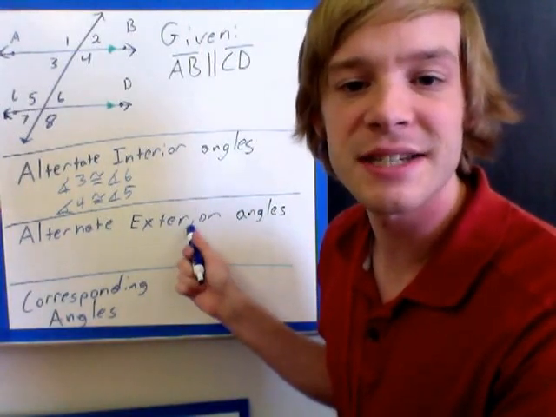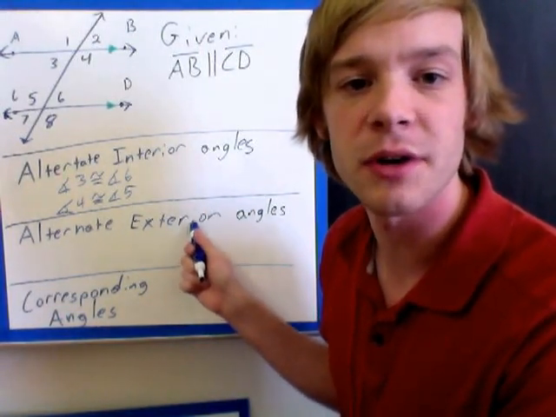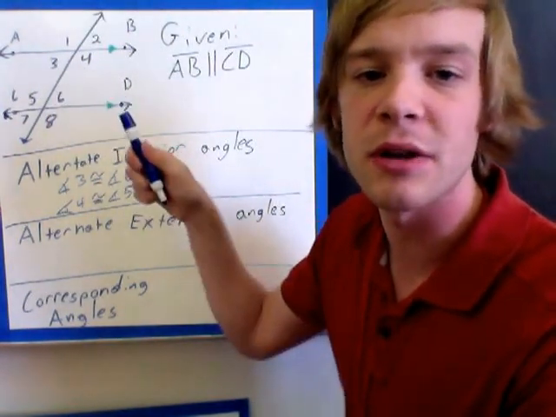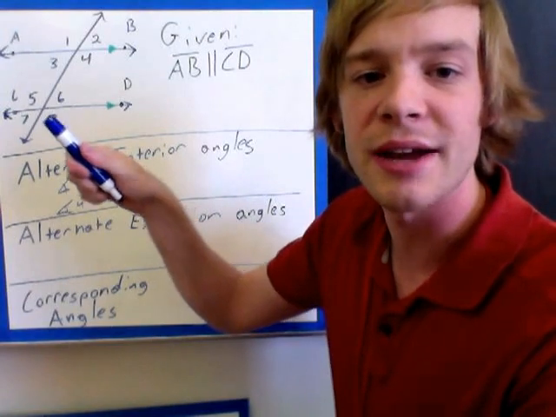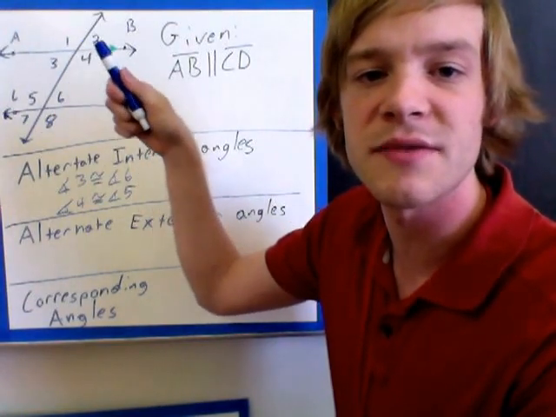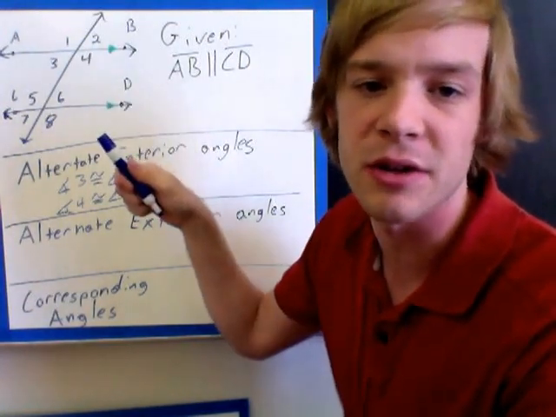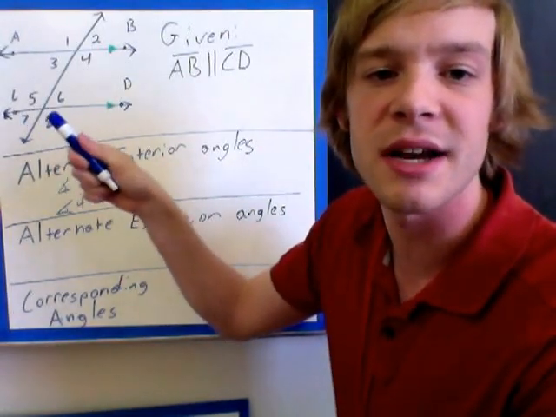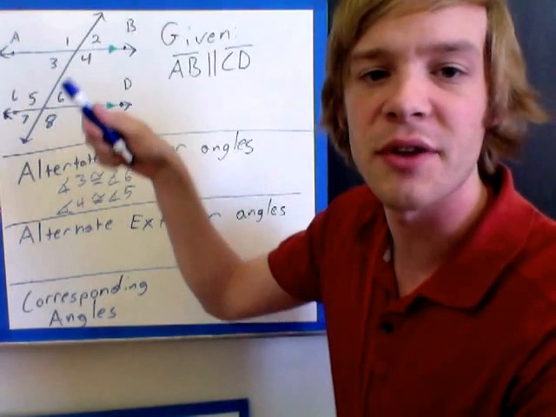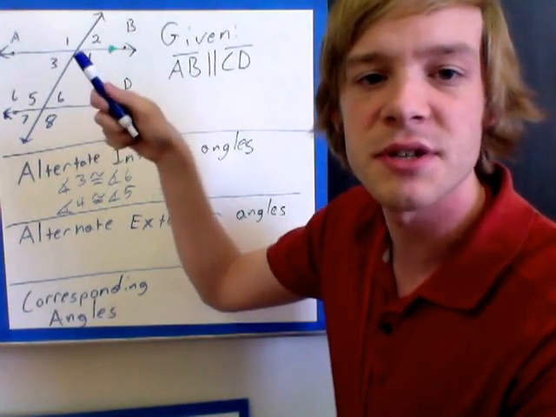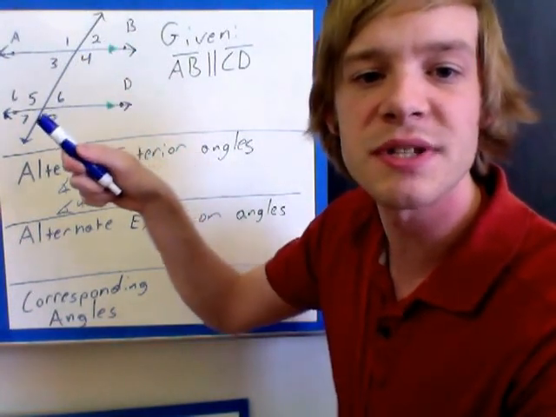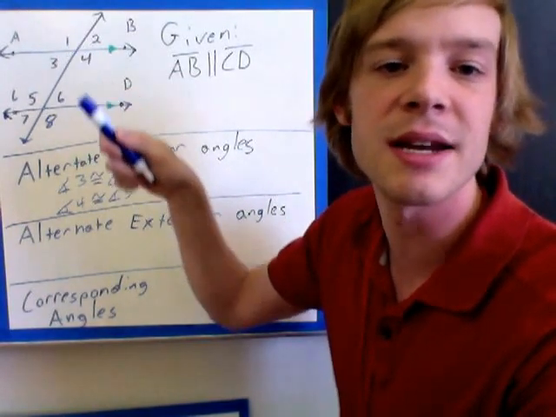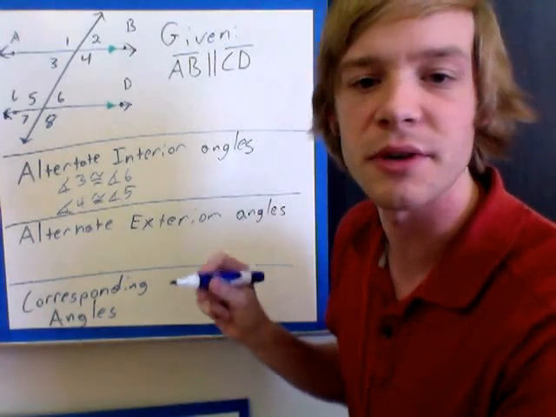The alternate exterior angle rule is very similar, but instead of talking about the angles that are on the inside of the two parallel lines, we're now talking about the two sets of angles that are on the outside of the parallel lines. And once again, alternate means they're on alternate sides of the transversal, and they're on the outsides. So for instance, number 2 and number 7 are congruent, and then number 1 and number 8 are also congruent.